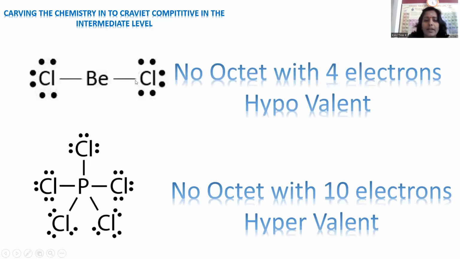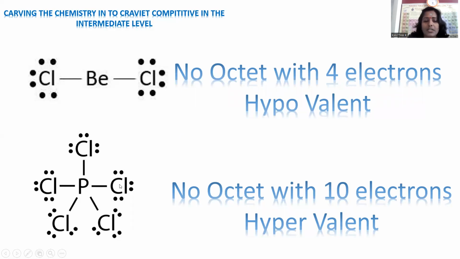If you see beryllium dichloride, beryllium is surrounded with 1 bond on one side and 1 bond on the second side. Beryllium dichloride is a linear molecule with 2 covalent bonds. So we can say only 4 electrons are there, and the octet is not satisfied. So again it is hypovalent, less than the required level.